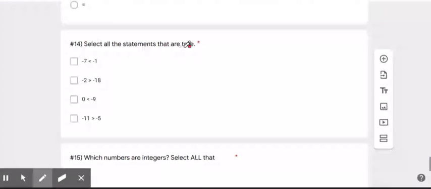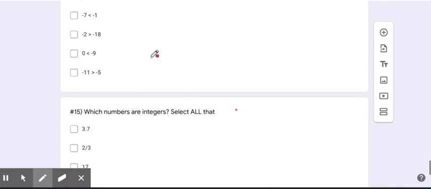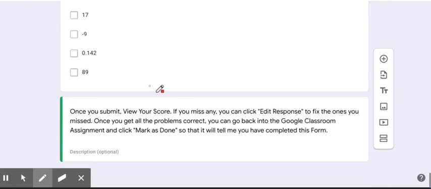Number 14, you're selecting all the statements that are true. So be sure you select all that are true. There could be one. There could be more than one. All right. And once you submit, you can view your score. Click Edit Response to fix any ones that you might have missed.